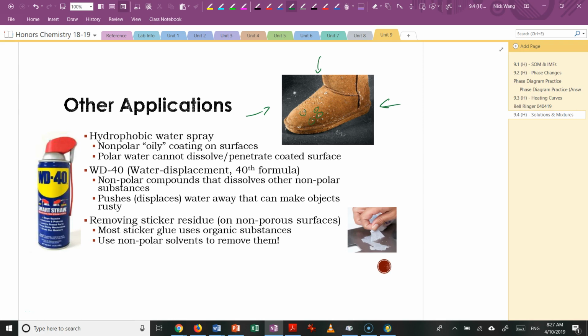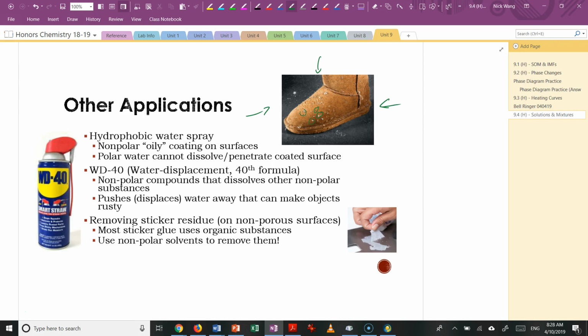WD-40, similar process, the water displacement method, 40th formula, hence WD-40. This contains a lot of nonpolar substances that can dissolve other nonpolar substances. So if you have some sort of a joint or a gear or some mechanical object that requires smooth movement, you can use a little bit of WD-40 to loosen it up, because it pushes out any potential water that gums it up, so that the oil and the greases that are already present can allow you to move past each other.